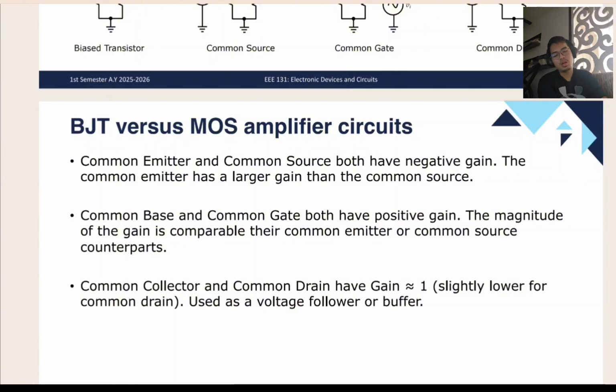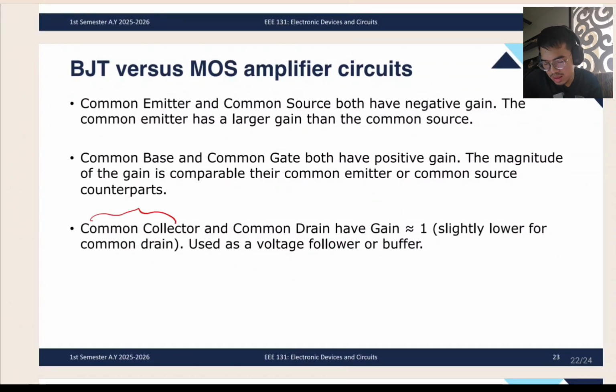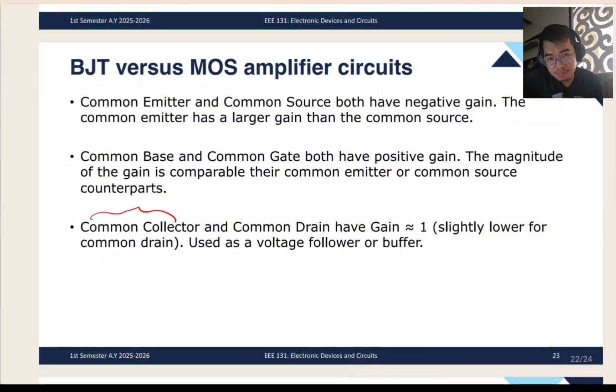Lastly, for the common collector and the common drain, they have a gain of 1, slightly lower for common drain. Because again, it has a lower gain. Parang yung amplifier, yung MOSFET mo, it has a lower gain. Parang hindi niya ma-achieve talaga yung buffering na good as well. So, in terms of performance, this is what you prefer for voltage buffer. Pero may advantage din to.